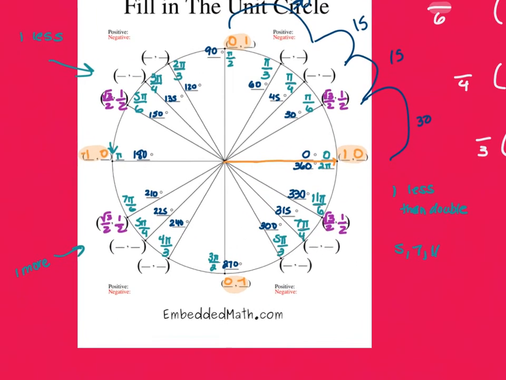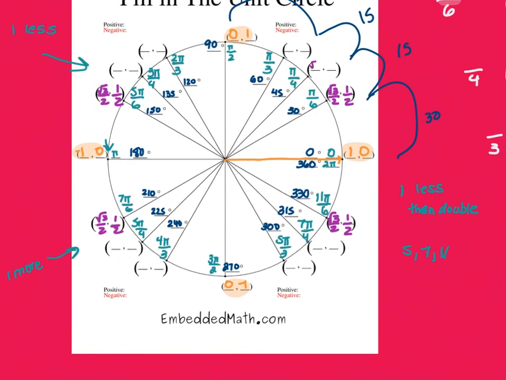Every over 4 is root 2 over 2 and root 2 over 2. And every over 3 is 1/2 and root 3 over 2.